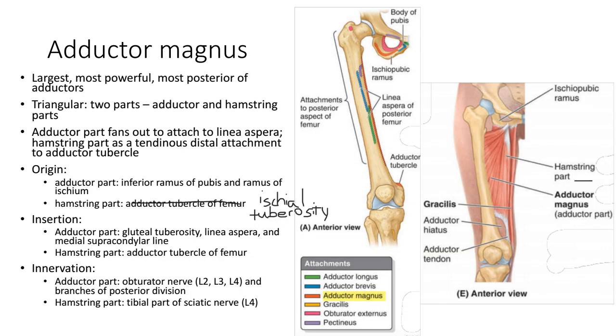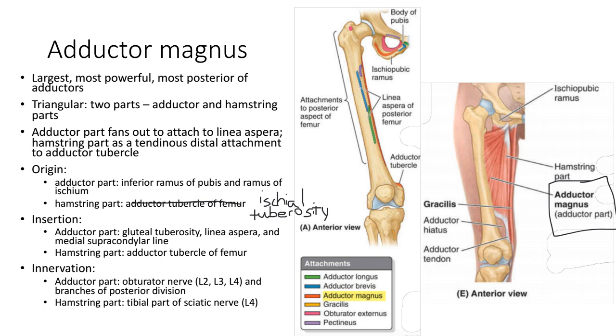The adductor magnus is the largest and most powerful and most posterior of the adductors. It is triangular in shape and it has two parts, an adductor and a hamstring part. The adductor part fans out to attach to the linea aspera, and the hamstring part is more tendinous, and it has a distal attachment to the adductor tubercle.